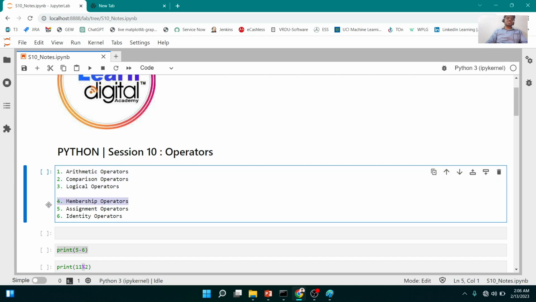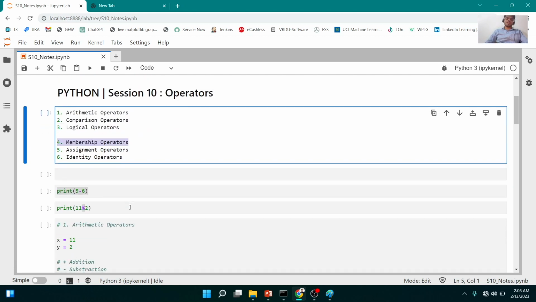Membership just checks whether the data that you're checking is part of a larger string, or part of another list, etc. Right, for now these are enough. There is something called bitwise operators also, but it's not the right time to take that up. Perhaps after some more sessions, I'll expose you to the last remaining one, bitwise operators, later on.